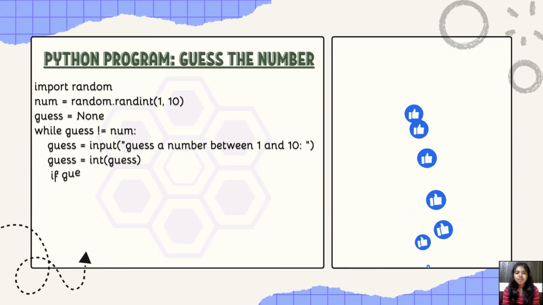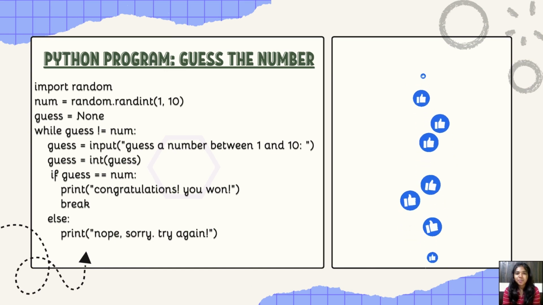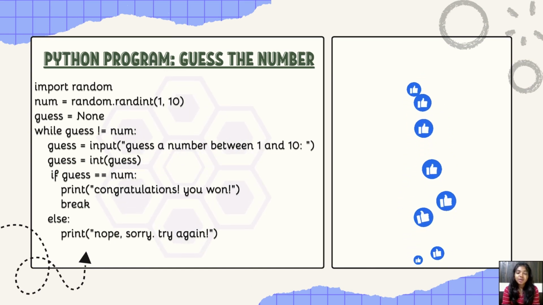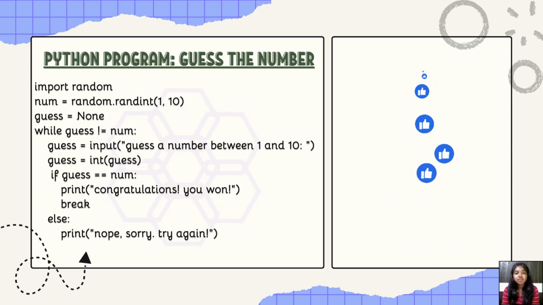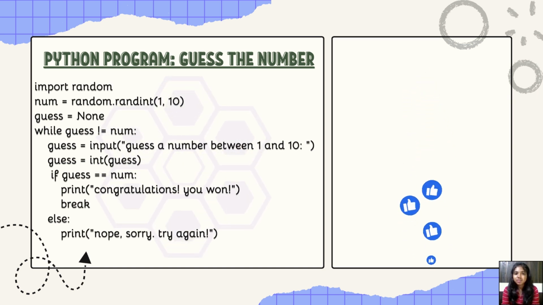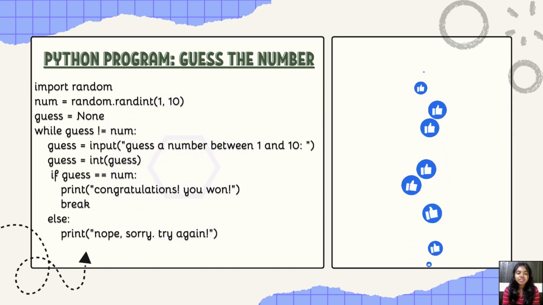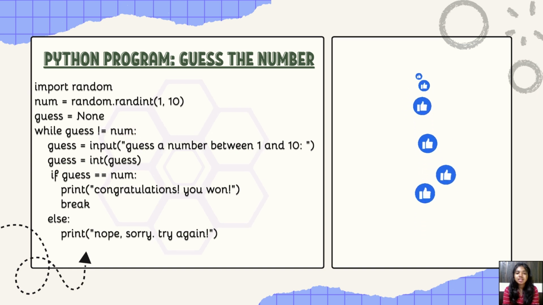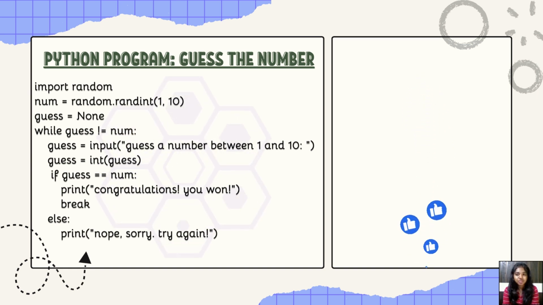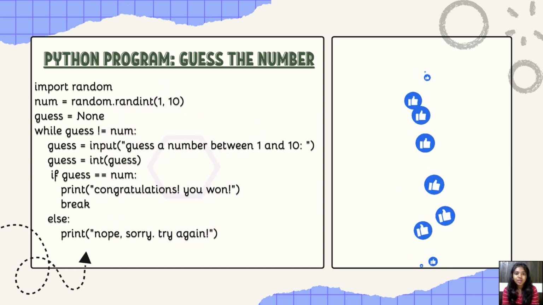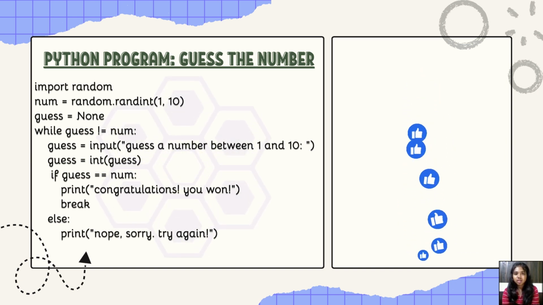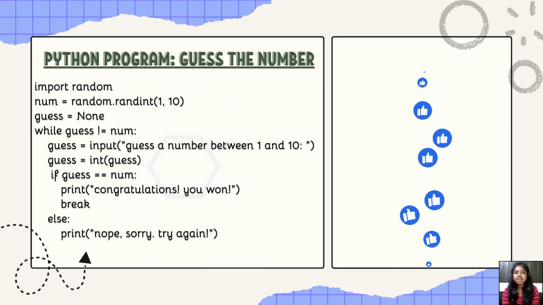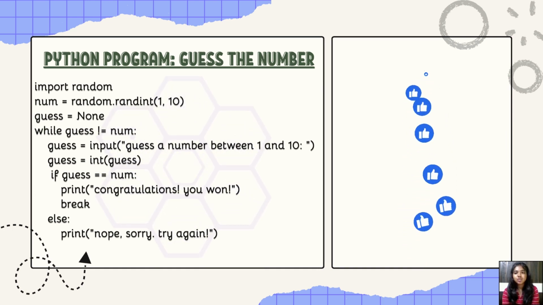Now let's see a fun program called Guess the Number. The program starts by importing the random module in Python, which provides functions for generating random numbers. Then the second statement generates a random integer between 1 and 10 using the randint function from the random module and assigns it to the variable num. Guess is equal to None. This line initializes the variable guess to None.